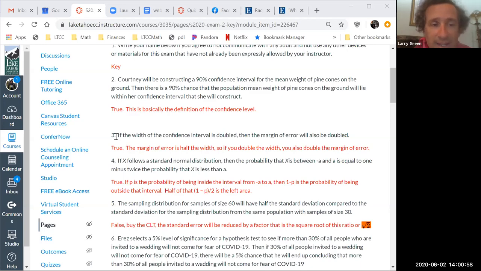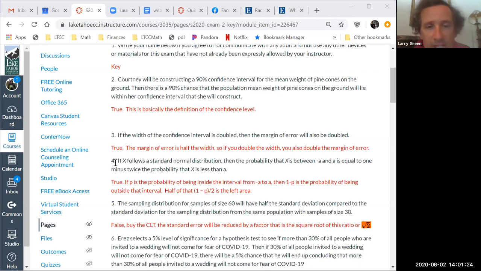All right, let's look at number 3. If the width of the confidence interval is doubled, then the margin of error will also be doubled. Okay, and this is yes, because the margin of error is half the width. You double the width, you double the margin of error, and vice versa. Any questions on number 3?